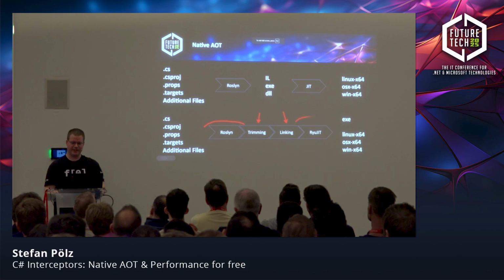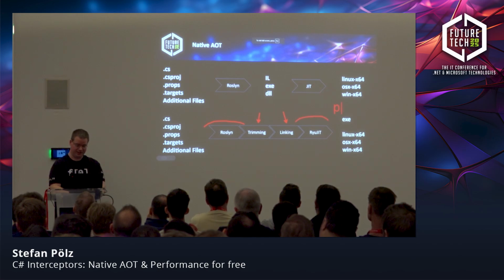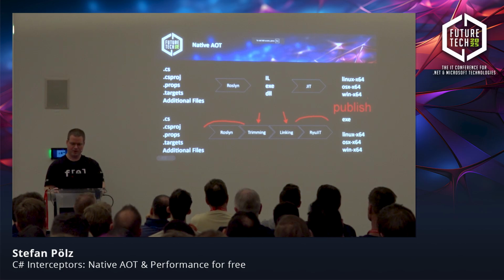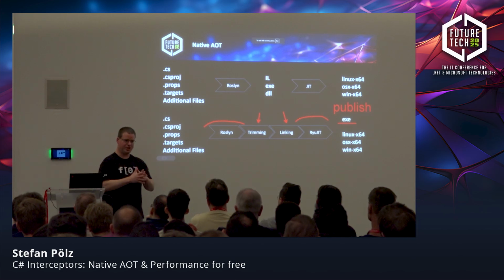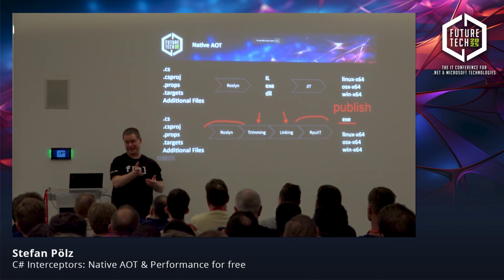And then we again apply the JIT. But then at publish time, we now have the executable. And this now is ready to run. This already contains machine code. So all we need to do is run this on the target machine.